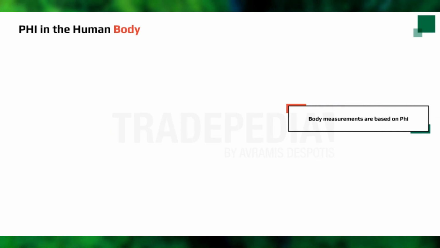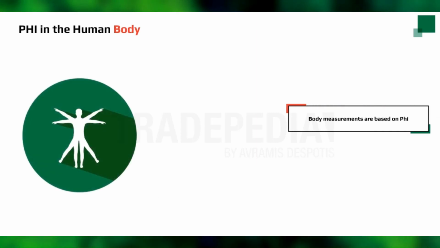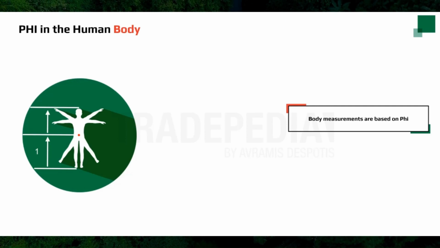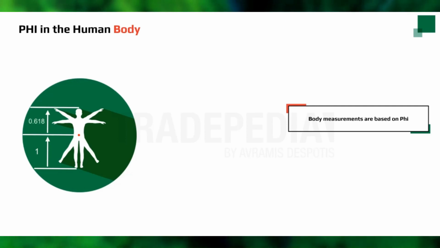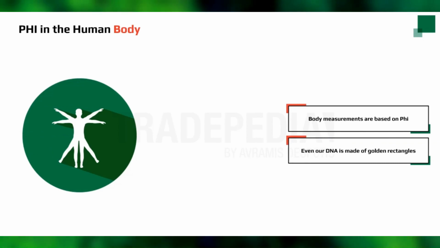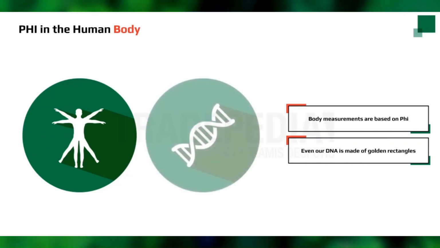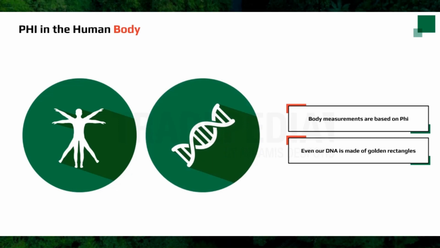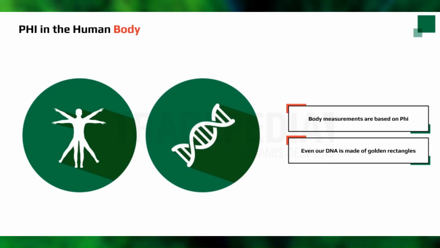The human bodies that are considered perfect by other people are symmetrical based on phi. That means if you measure the distance from the floor to the belly button, and it is 1 meter, then from the belly button to the top of the head is 0.618 meter. This is the perfect body. Furthermore, this is a picture of our DNA. Our DNA is made up of golden rectangles. It is 21 by 34 angstroms.